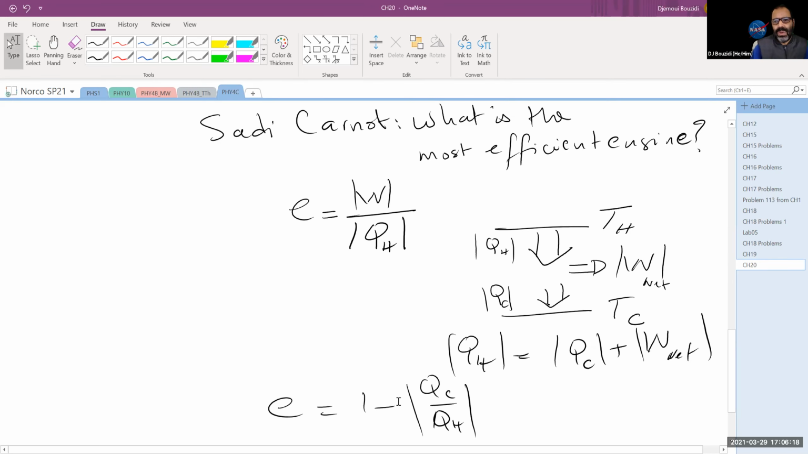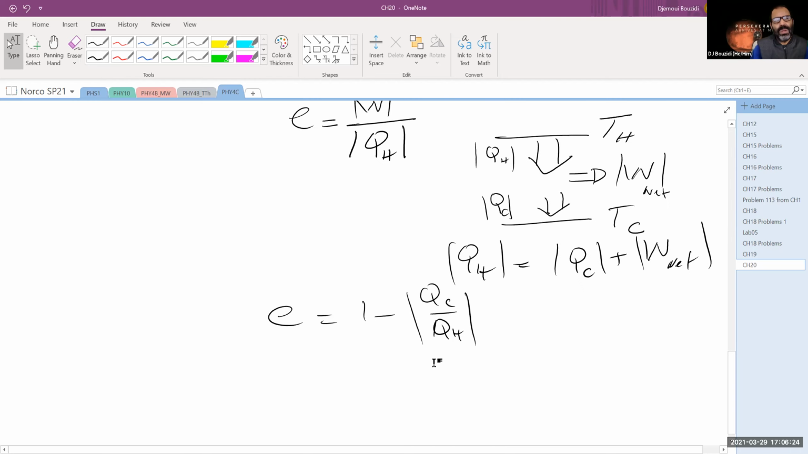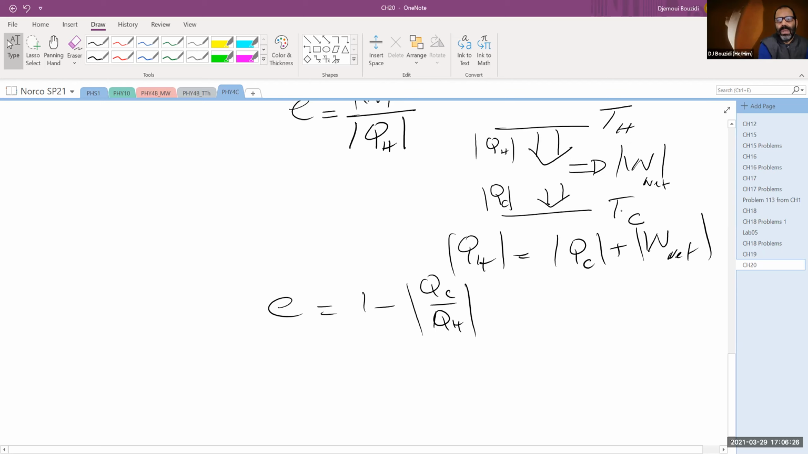Again, QC is negative, so that's why I take it in absolute values. If I don't take it in absolute values, this will be a plus, and of course the QC will turn out to be negative in this number. But I'm illustrating it here with absolute value to understand that E is always less than 1. Usually it's expressed as a percentage value, okay? 20% efficient, 50% efficient, 75% efficient, 99.9% efficient, but never 100% efficient. It's always going to be less than 100%. So that is basically the bottom line that we're trying to get to here.